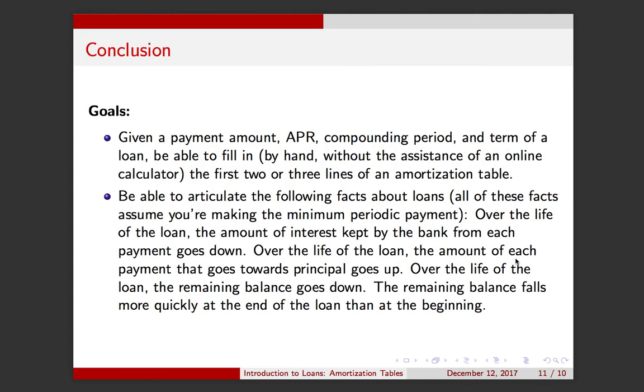Okay, so those are the 2 goals of this section. You should be able to do these things on an exam.